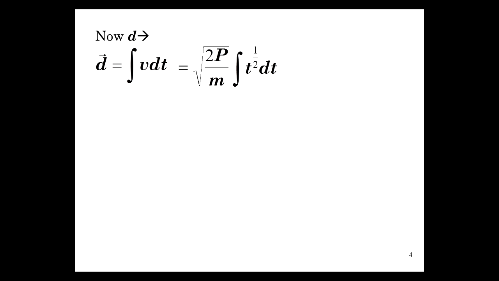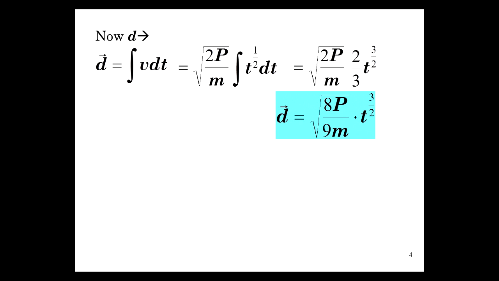And then displacement, the integral of velocity. So there is the constant part, the integral of t to the 1/2, so the constant times the exponent becomes 3/2, that's brought down, and there we go, the square root of 8P over 9m, times t to the 3/2 power. That was exciting. Let's do another problem.